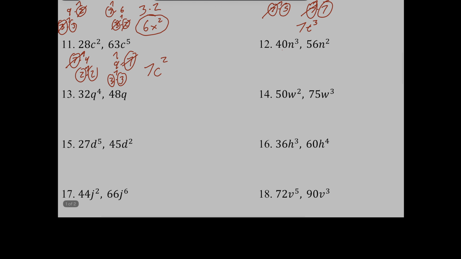Number 12, I'm going to break this down into 4 times 10, 2 times 2, and this is going to be 5 times 2. Let's break down this other one. 7 times 8, 4 times 2, circle that one, and 2 times 2. A little messy, sorry about that. Okay, well, there's a 2.